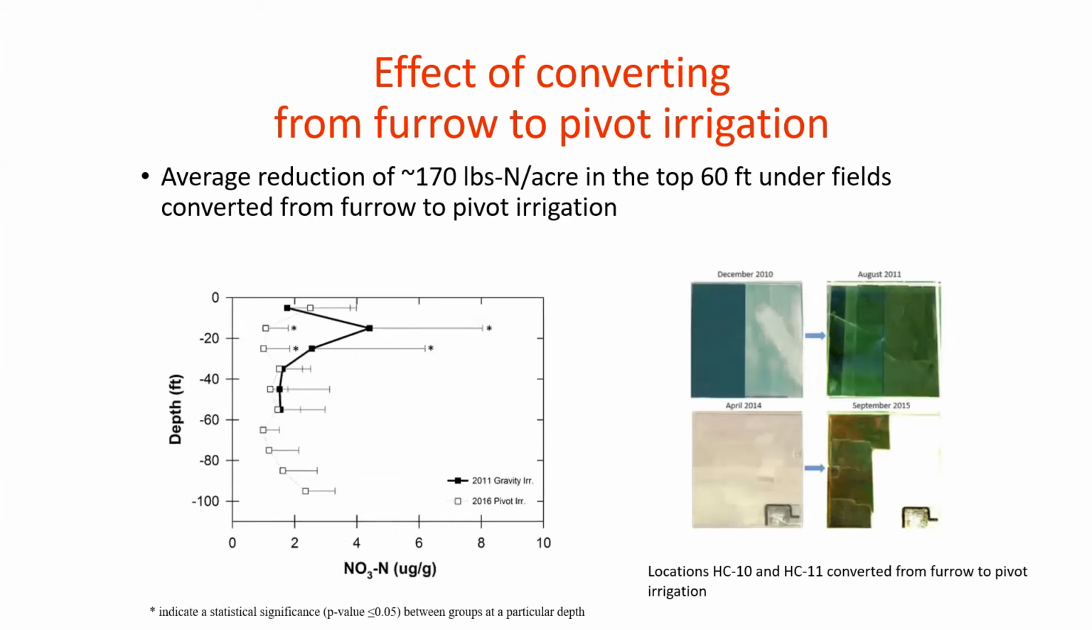Converting from furrow to pivot irrigation occurred at 2 locations, and we found an average reduction of about 170 pounds N per acre in the top 60 feet under fields that had converted from high water use to a lower water use pivot irrigation.